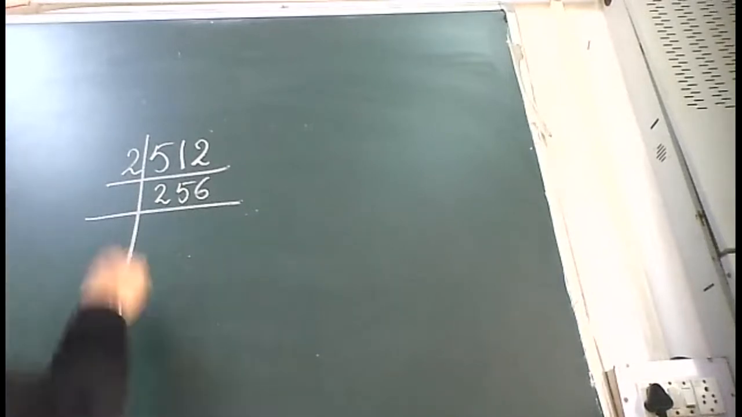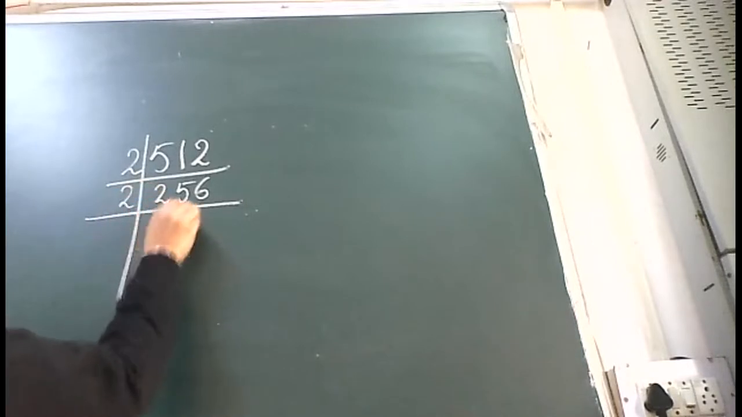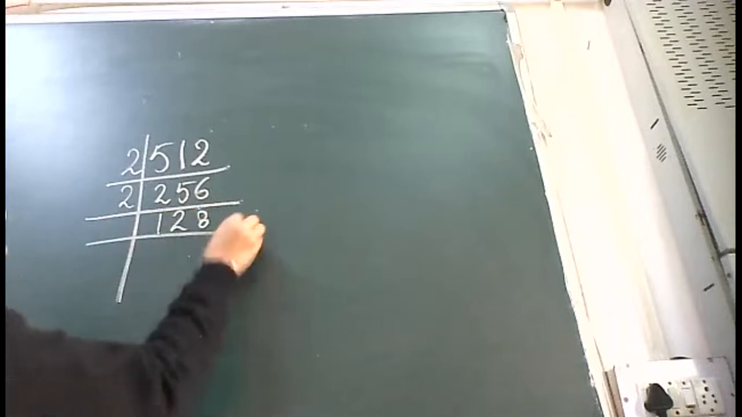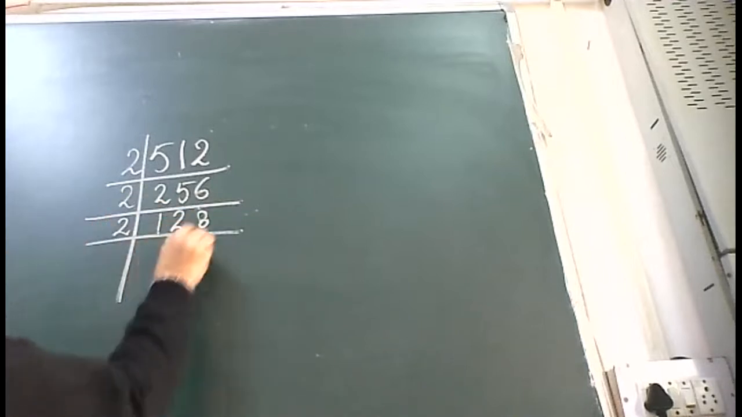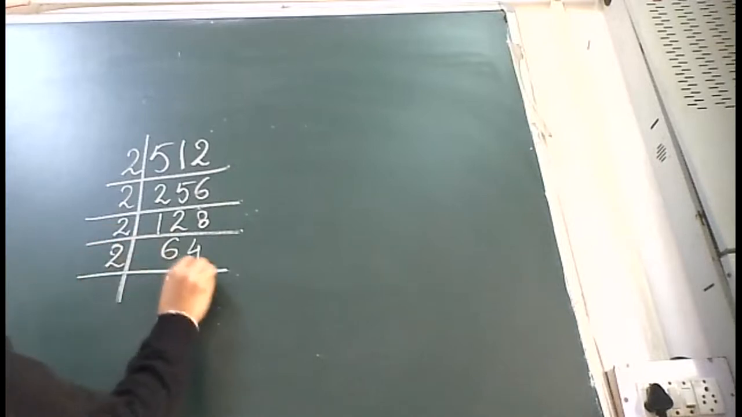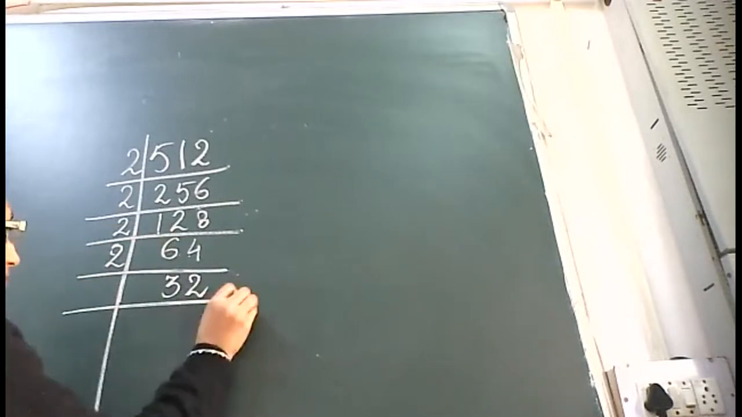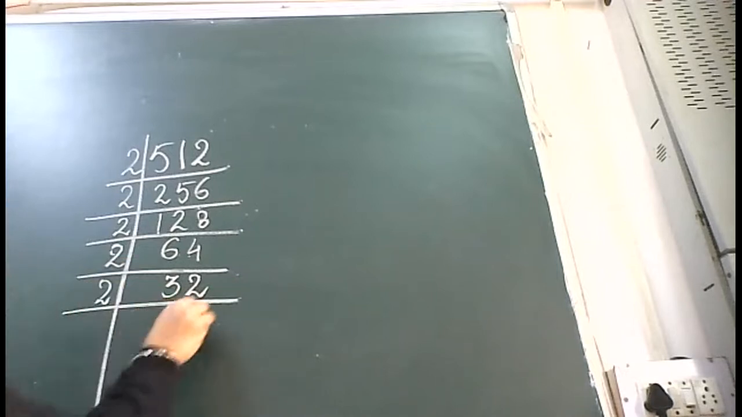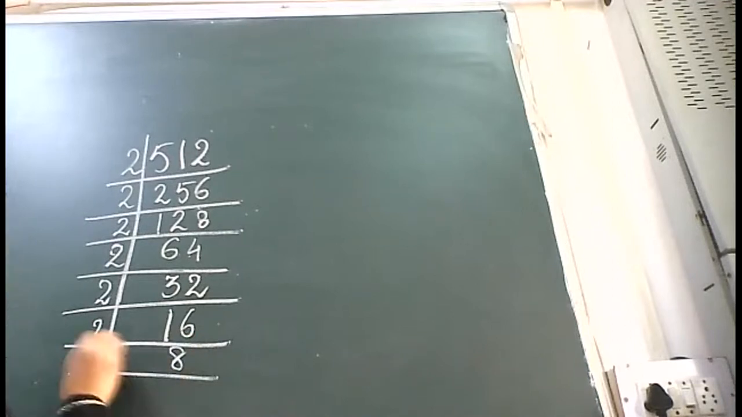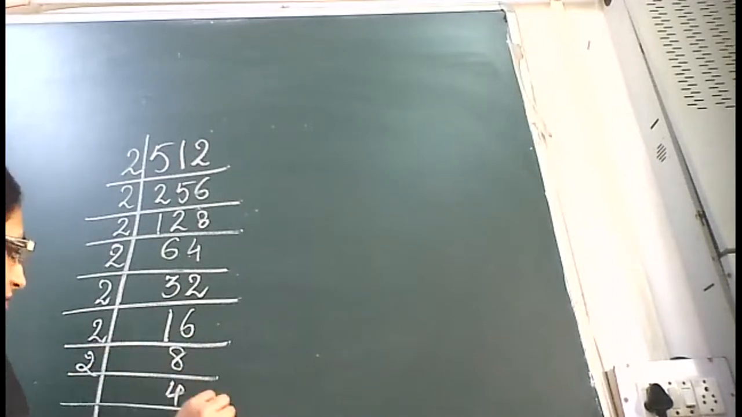Yes, Mukul Jain, you're right here. 2 1s are 2, 2 2s are 4, 2 4s are 8, 2 8s are 16. Then again, 2 6s are 12, 2 4s are 8. Then 2 3s are 6, 2 2s are 4. 2 1s are 2, 2 6s are 12. 2 8s are 16, 2 4s are 8, 2 2s are 4, and then 2 1s are 2. Okay.